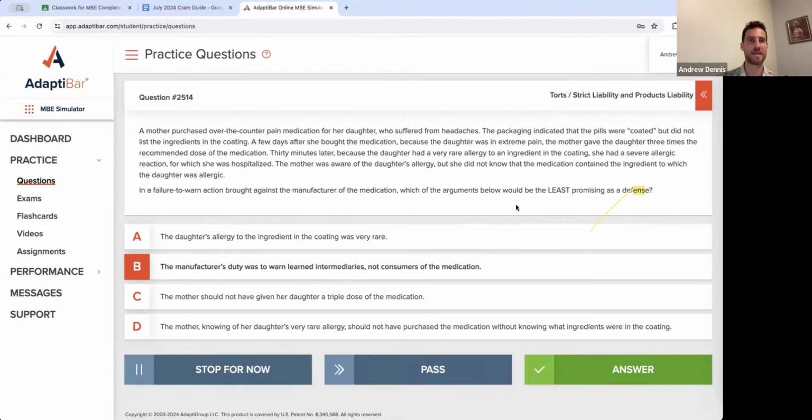What's a learned intermediary? Can anyone give me an example of a learned intermediary? Doctor, great job, Pablo. A doctor is a learned intermediary in the sense that a doctor will tell you if you should take this many dosages or whatever it may be. A doctor is the one who has a duty sometimes to give you a warning. But this one was over the counter, right? Over the counter. If it's over the counter medication, that's not a good argument right there.